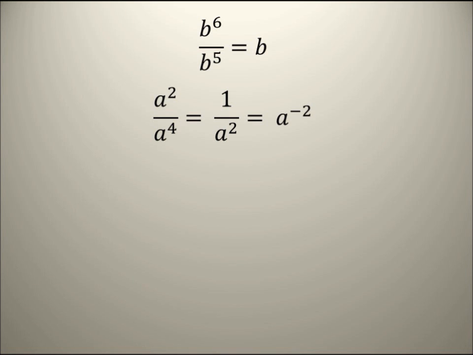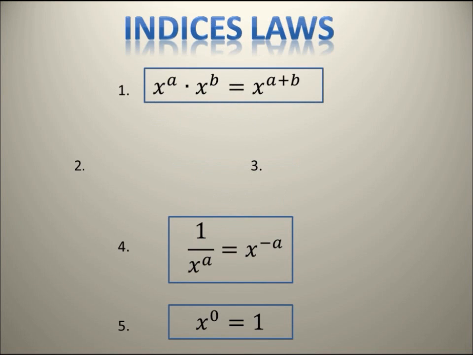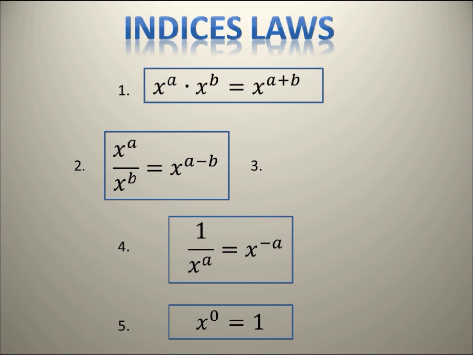Now this is the next indice law. Expressed generally, it states x to the power a divided by x to the power b, where a and b are any numbers, equals x to the power a minus b. As simple as that. So now we can go ahead and update this on our indices laws slide. That's now 4 out of 5 of the indices laws, and now we're going to move on and go straight into the last and final one.